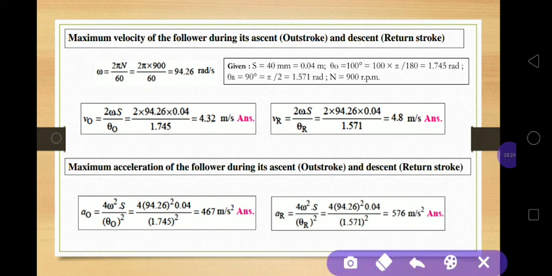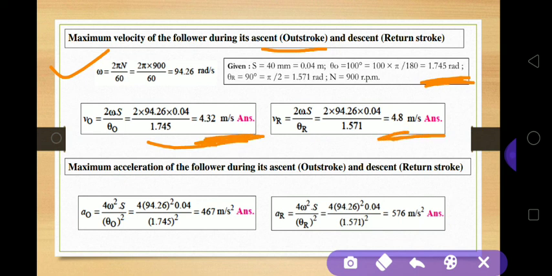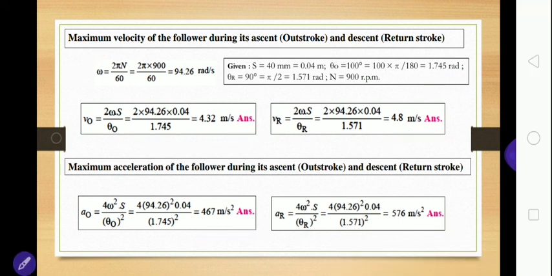So put the values of omega equal to 2 pi N by 60 and s equal to 40 mm, that is 0.04 meter, given in this problem, and theta O in terms of radian you have to place. Convert this in terms of radian, that is 1.745, place the values and you will get the value of V0. Similarly also find out VR, put the values in the formula of A0 and AR also and get these four values.